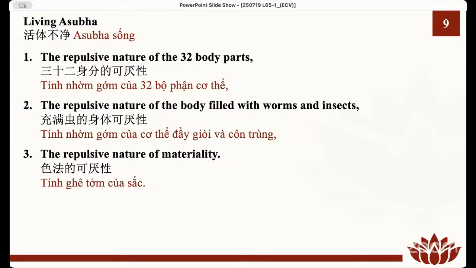Byadhi, being subject to illness or sickness. So having this body, there is a lot of sickness. Being subject to the ultimate end, like marana, being subject to death. This also can be a state of passing away of every single material. They have this kind of nature. That's why these are also called living asubha. This is the first part we have to know.